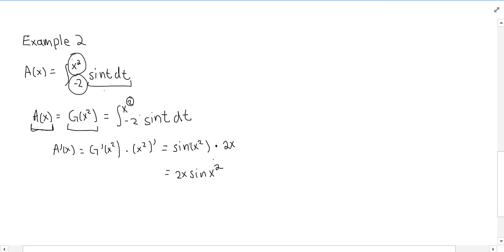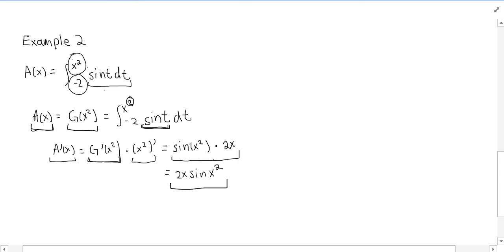Because we have an exponent in our upper limit, when we find the derivative, we not only have to find the derivative of the integral of sine t, which gives sine t, we also have to use the chain rule to find the derivative of x squared. So we write it like this: A prime of x equals g prime of x squared times the derivative of x squared, which would give us the answer sine x squared times 2x, and that is also equal to 2x sine x squared.